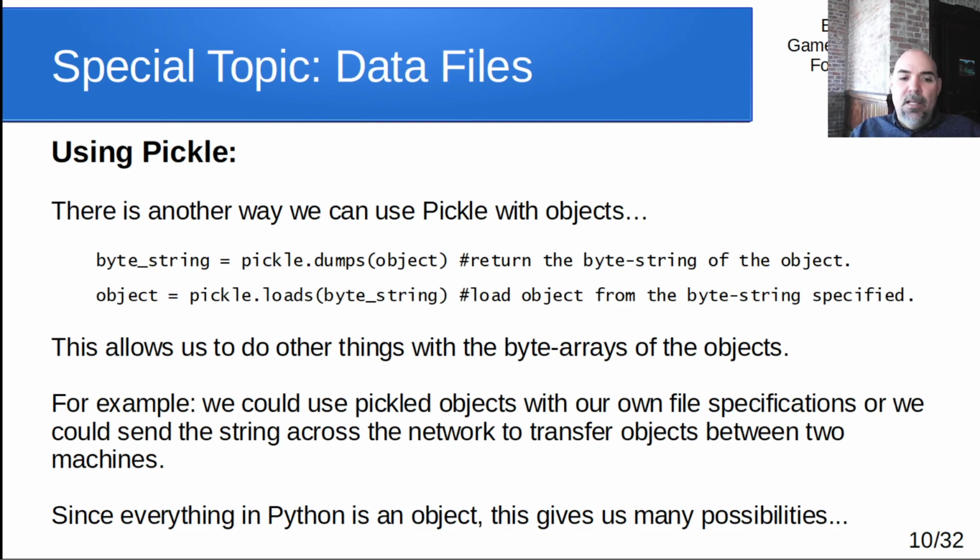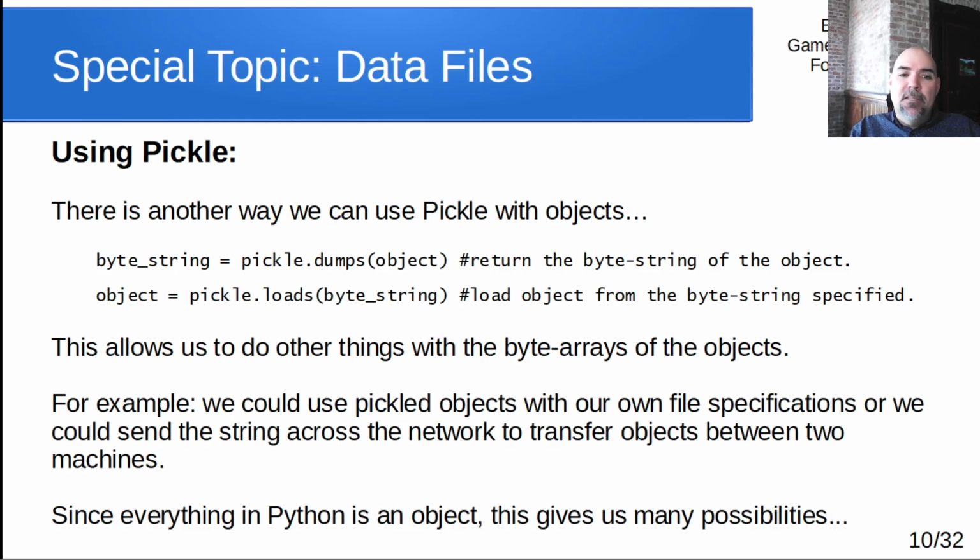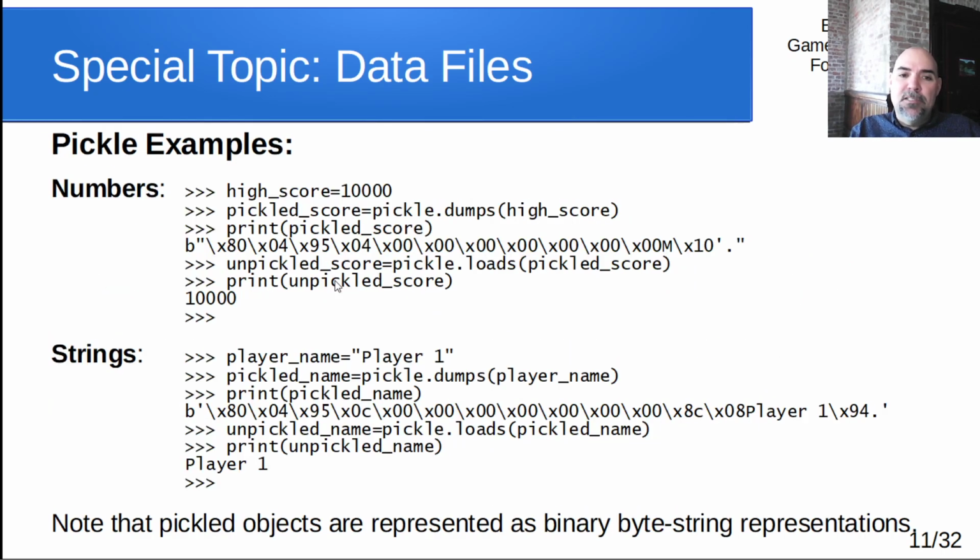But we could use those pickled objects with our own file specification if we wanted to, or send them over a network. One of the things that's cool is that in Python, everything is an object in some form or another, including the code itself. That's not necessarily true in other languages. That gives us a whole lot of possibilities with how we can use this pickle object. So let's look at a few. I'm going to focus right now on using these dumps and loads to see what those representations look like.